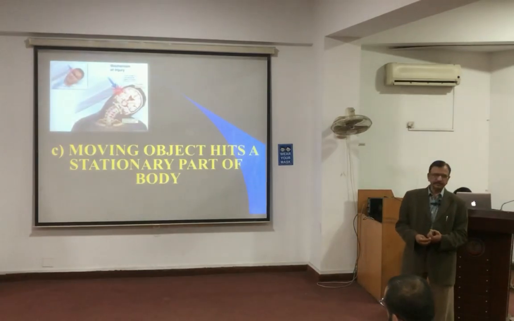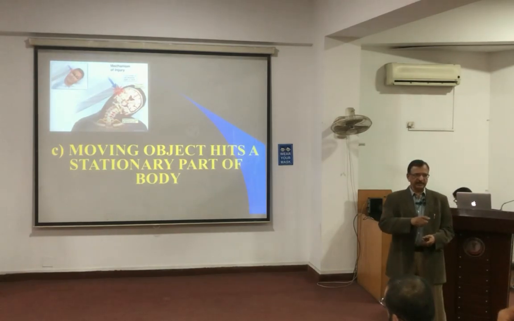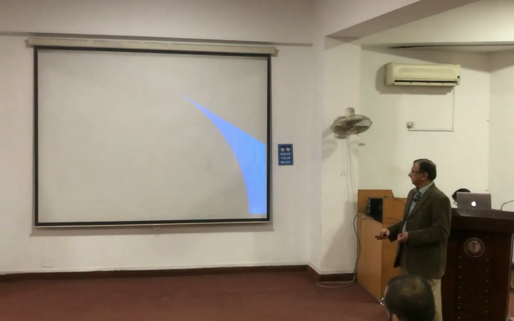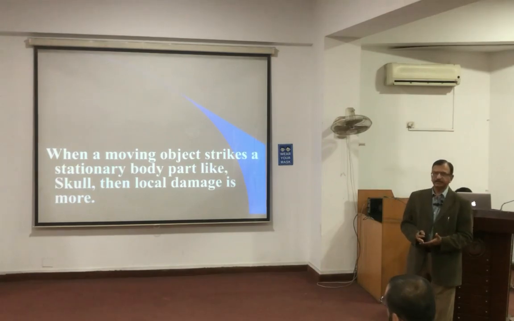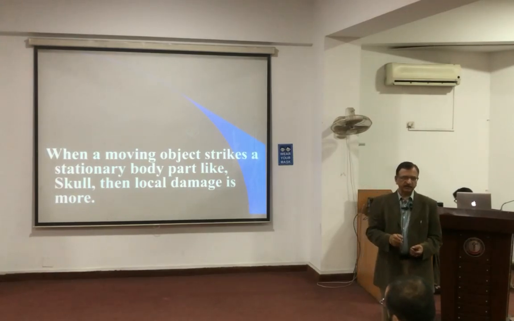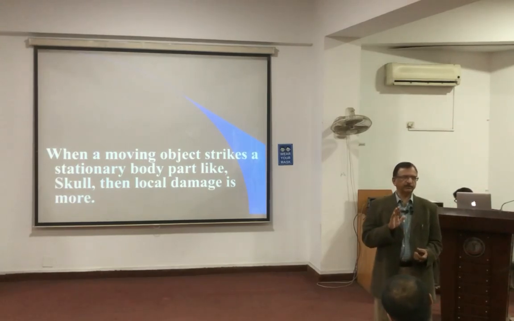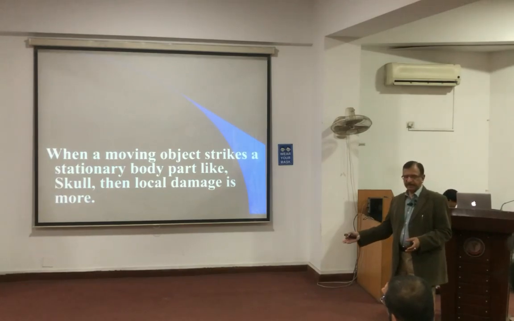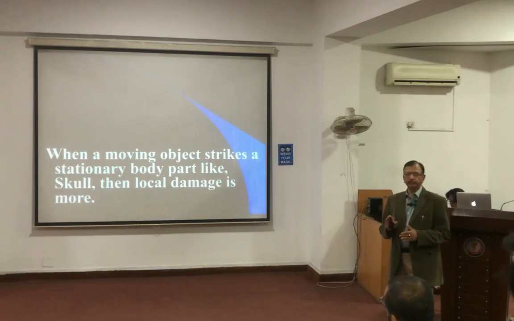Now, this is a situation when a moving object strikes a body part. That is, something is moving and striking the body part. At the point of impact, the most classical example is the skull. When the moving object strikes the skull, at the point of impact there will be concentration of the force, and underlying there will be contusion, laceration, and fracture. The local damage is more. When the moving object strikes and the person is fixed, the local damage will be more.